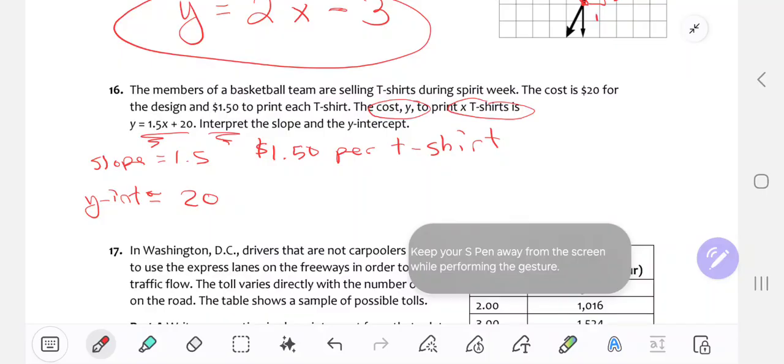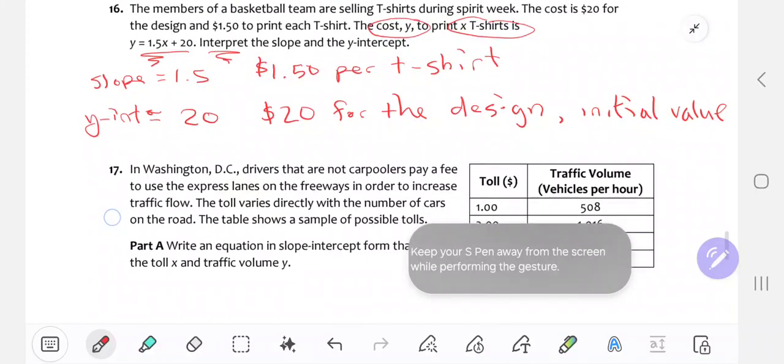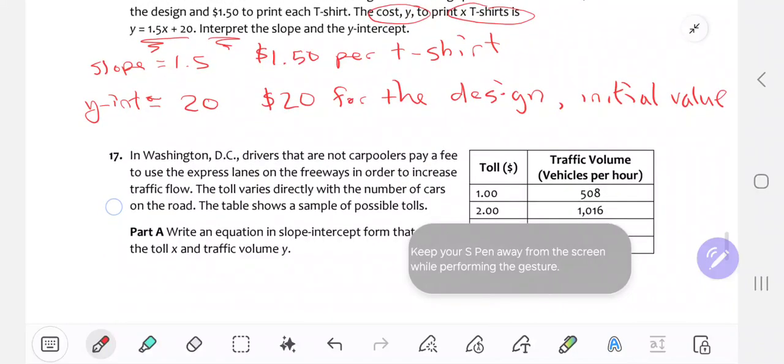Once they design it, you haven't bought any t-shirts yet. So X is still 0 at that point. Okay, so you're at 0 t-shirts, you already spent $20. You just pay that once. Then you add to that cost every t-shirt you purchase. Okay, or you want to print, I mean. Okay, so that is my initial value, and that's $20 for the design, and that's what we call the initial value, right? Only happens once, happens before you've done any of the variable that's increasing.